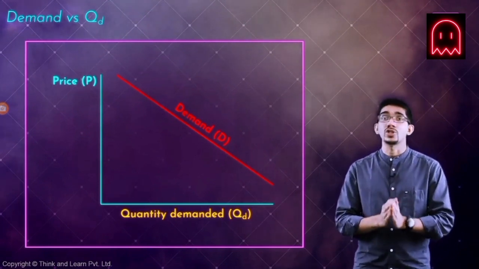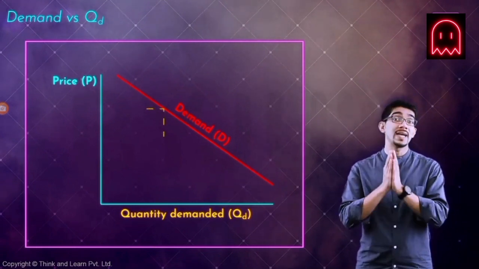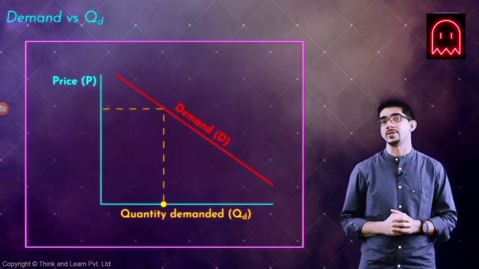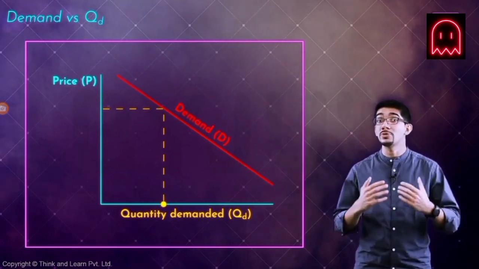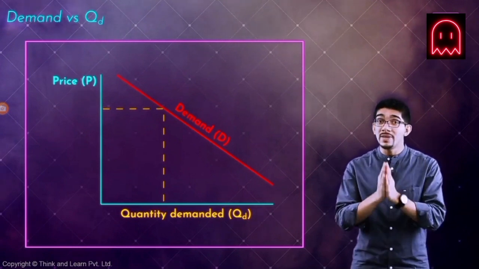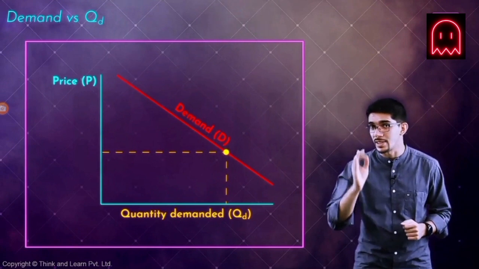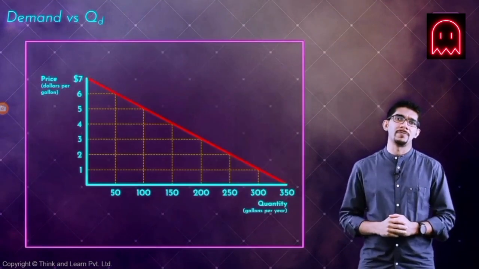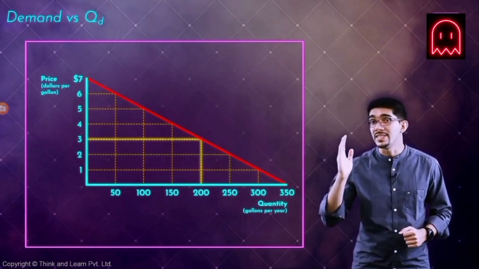Quantity demanded or QD is a specific quantity at a specific price represented by a single point on a demand curve. When price changes, quantity demanded changes according to the law of demand, and there will be a movement from one point to another along the same demand curve. Look at the graph of petrol again. At a price of $3, this many gallons of petrol per year are demanded.